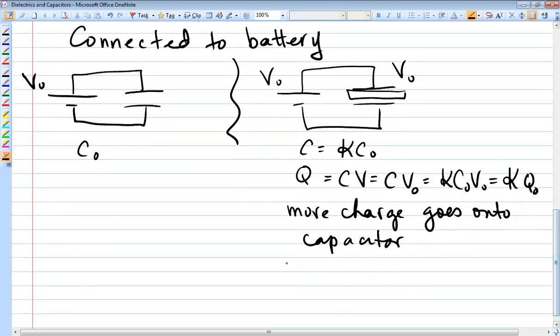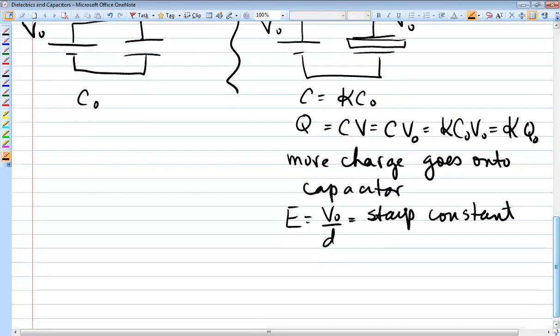Now the electric field, defined to be V0 over D, would stay the same. I just said that when you put a dielectric in, the electric field goes down, but if you put more charge onto the capacitor, that compensates for the electric field going down. So in fact, the electric field stays constant. You've got more charge, and that compensates for the electric field decreasing because of the electric field in the dielectric.